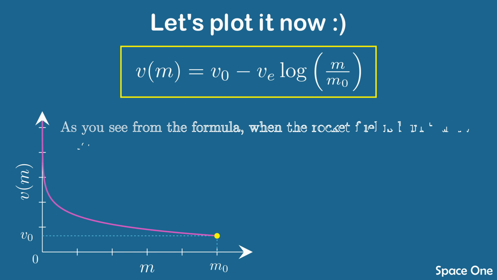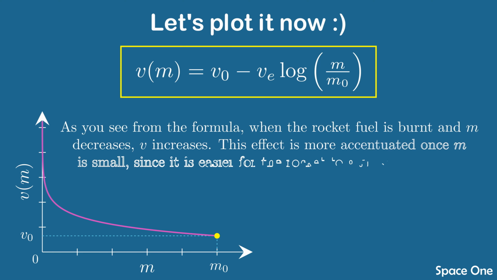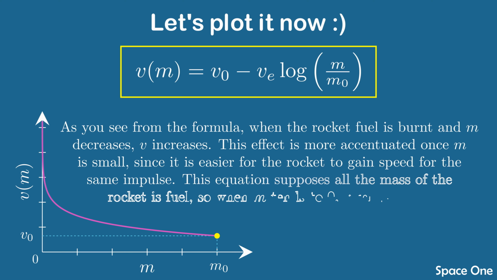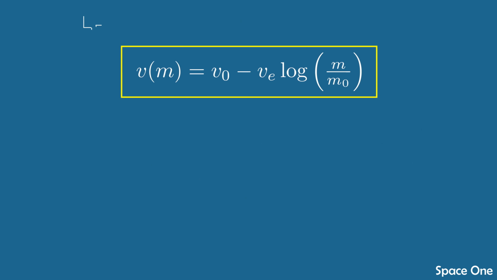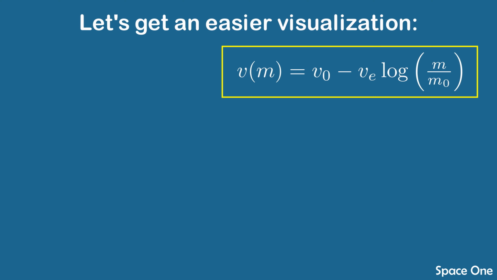As you see from the formula, when the rocket fuel is burnt and m decreases, v increases. This effect is more accentuated once m is small, since it is easier for the rocket to gain speed for the same impulse. This equation supposes all the mass of the rocket is fuel, so when m tends to 0, v tends to infinity. Let's get an easier visualization.